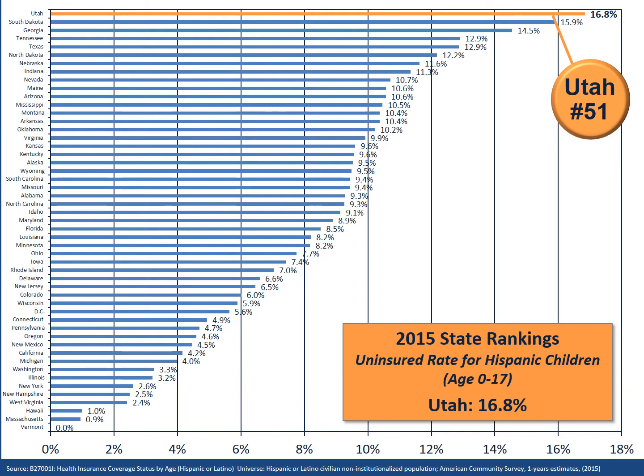One challenge we have in Utah is that we have a high uninsured rate for Hispanic children. In fact, Utah is the worst in the nation. We're ranked 51 out of 51 if you count Washington, D.C., for the percentage of uninsured Hispanic kids that we have in the state. So in Utah, that percentage is nearly 17%. So nearly 1 in 5 of our Hispanic kids go without health insurance.